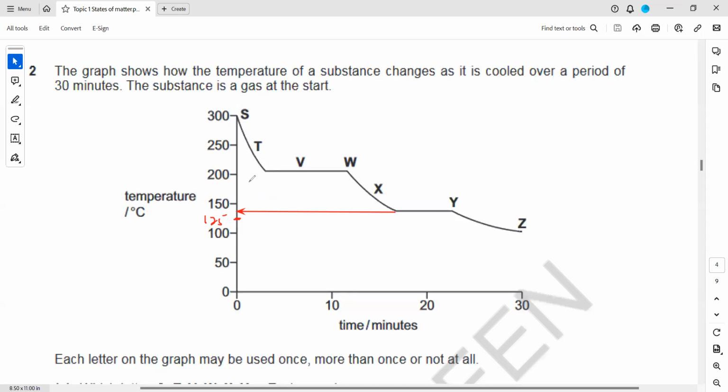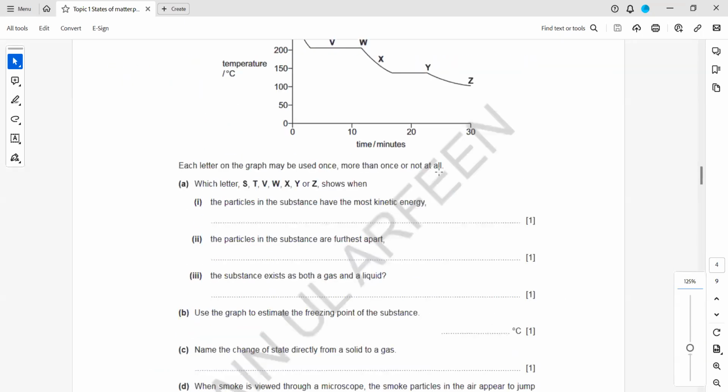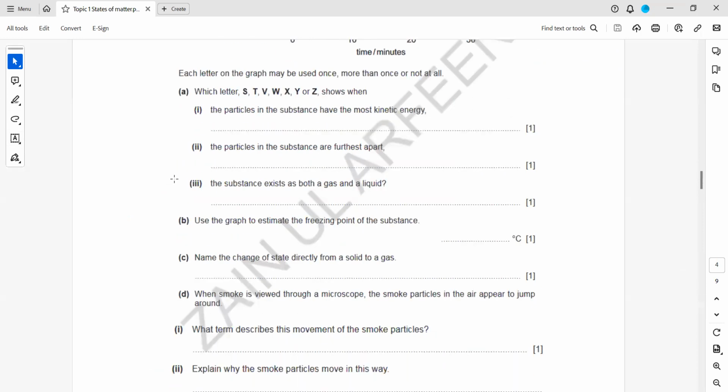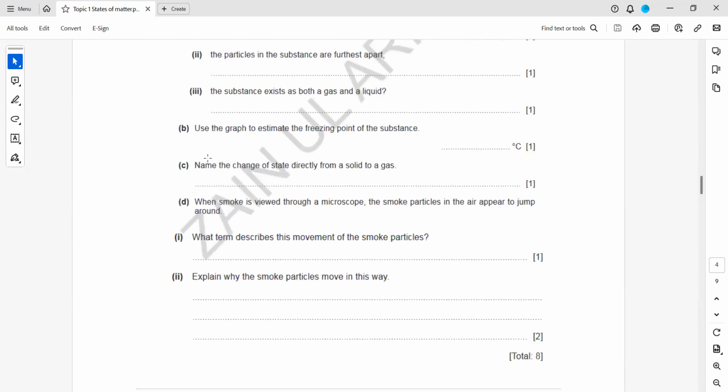You can say 130, you can say 140, any number, but it should be between 125 and 150. And it is an estimation. So in estimation, a range of answers will be there in the marking scheme as well. You won't get a fixed answer for this. But it cannot be 125, neither can it be above 150.